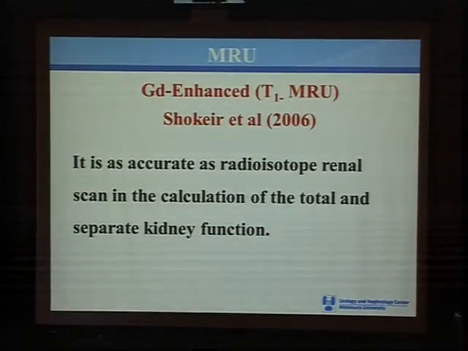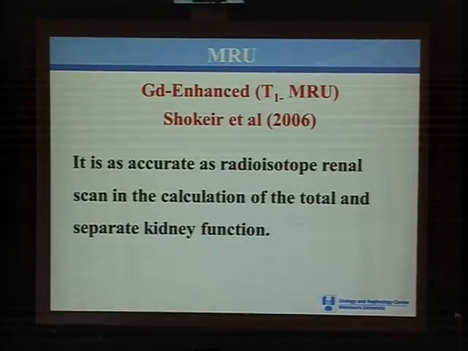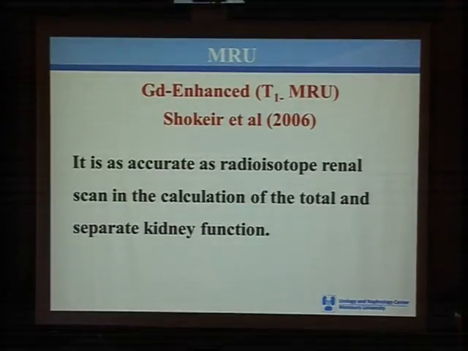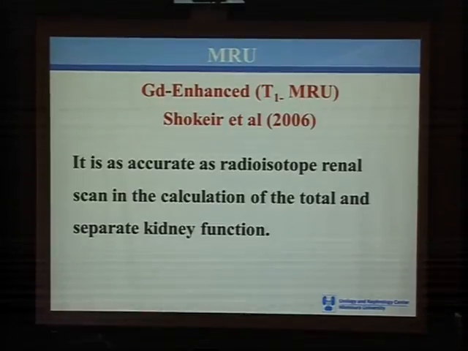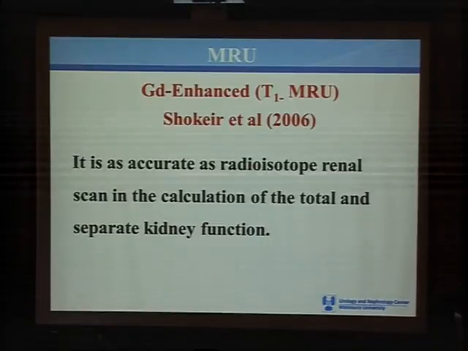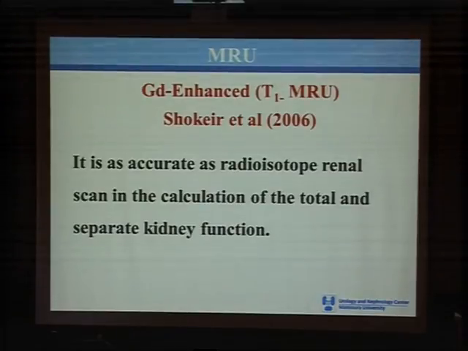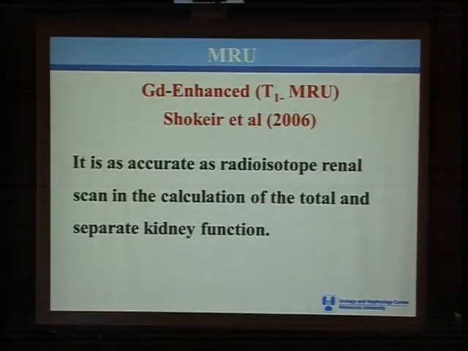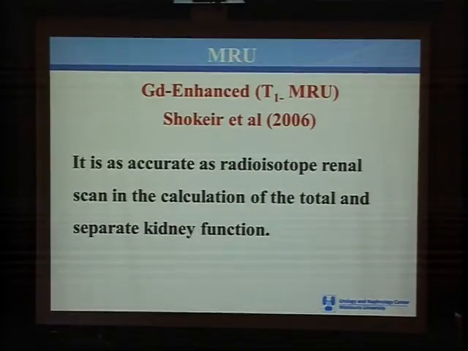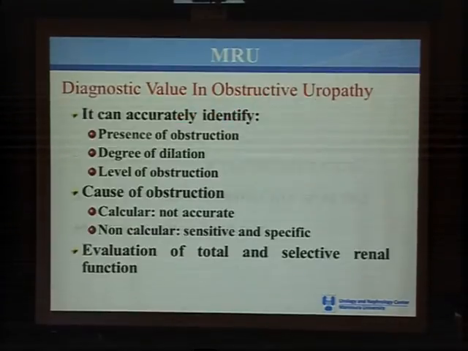I published an article that concluded that gadolinium-enhanced T1-weighted MRU is as accurate as radioisotope renography in the calculation of the total and separate kidney function. So please note that MRU, we call it dynamic MRU, is not only used in the diagnosis of obstructive uropathy, but it can also be used for assessment of the selective renal function, like radioisotope renography. We call it dynamic MRU.